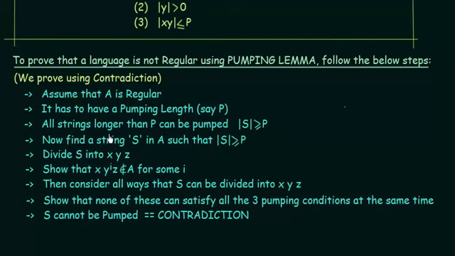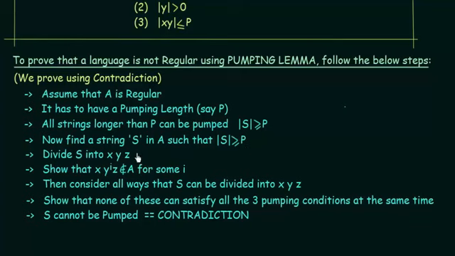Now, all strings longer than p can be pumped. That means all the strings whose length is greater than or equal to p can be pumped. That we already saw in the statement of pumping lemma. Now, what we have to do is find a string s in the language A such that the length of s is greater than or equal to p. You have to choose a string s from the language A such that its length is greater than or equal to the pumping length.